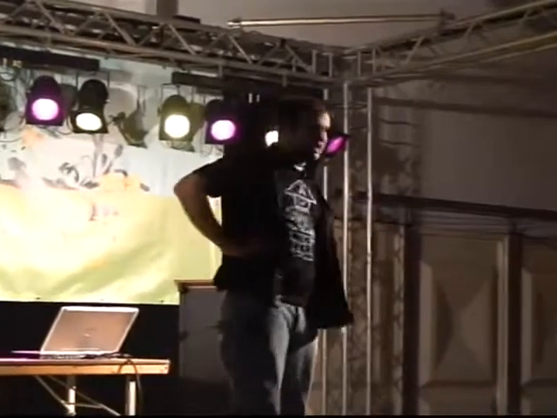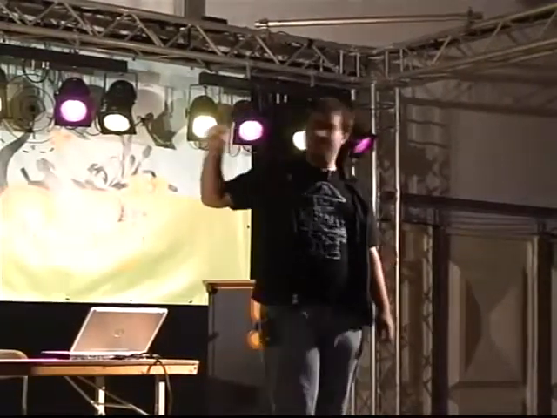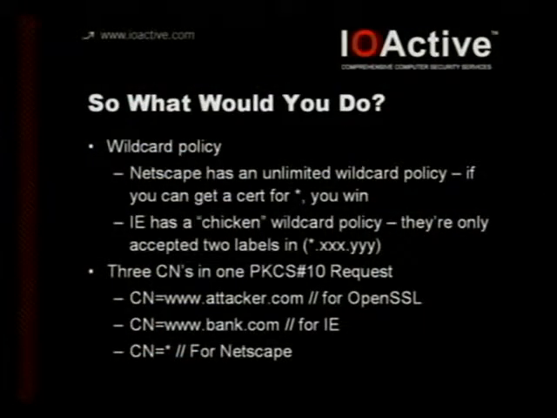So what you do then is you create a PKCS10 request with 3 CNs. The first being the attacker.com CN, because that actually is going to be validated against the attacker. The second is going to be www.bank.com, because you can still specify individual hosts for Internet Explorer, because Internet Explorer is going to see all 3. And then you round it out with just a star. So against Firefox, you get to spoof all names whenever you want.